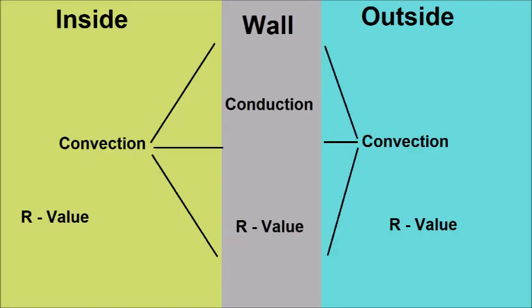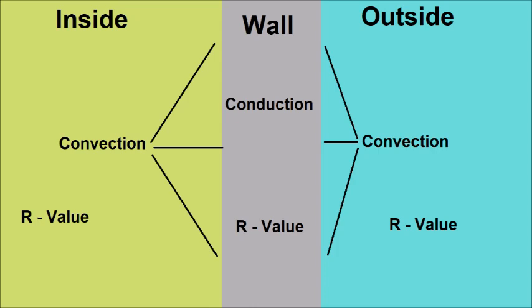The subject of this video is R value. If we have a wall blocking the inside from the outside, and the inside is warmer than the outside, heat will flow from the inside to the outside. Heat will flow due to convection from the air inside onto the surface of the wall, and then through the wall due to conduction, and then from the wall to the outside due to convection.